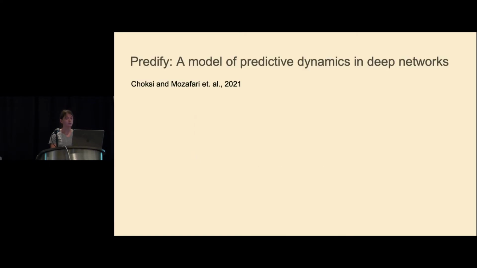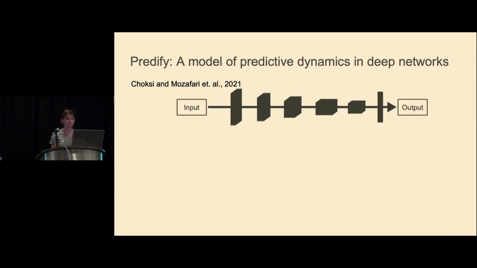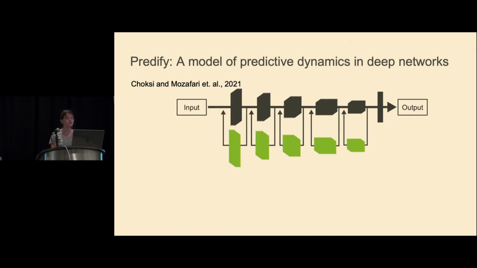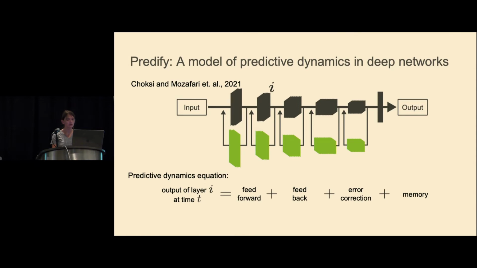Specifically, we're going to introduce predictive dynamics into an auditory model using a framework called PREDIFY. PREDIFY was first introduced by Choksi, Mozaffari et al., and was used to explore predictive dynamics in the visual domain. PREDIFY takes an existing feed-forward neural network and introduces feedback, seen here in green, that is trained on clean input to reconstruct lower-level activity from higher-level activity. After the feedback weights are learned, predictive dynamics are then introduced.